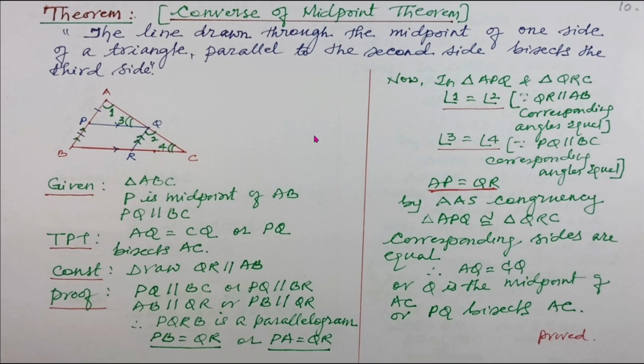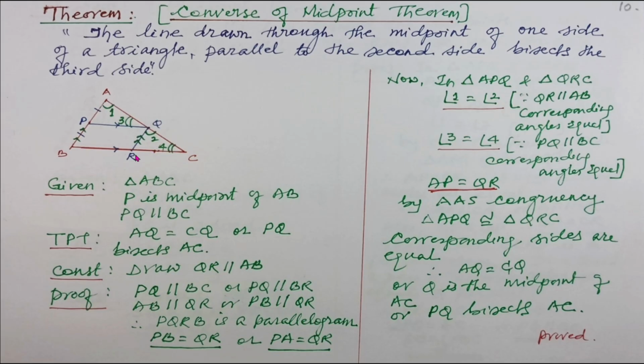Now let us learn how to prove the converse of midpoint theorem. The statement is very clear. The line drawn through the midpoint of one side of a triangle parallel to the second side bisects the third side. We are given a triangle ABC. P is the midpoint of one side, that is AB, and PQ is drawn parallel to BC, the second side of the triangle ABC. Now we have to prove that PQ cuts AC in point Q such that Q is the midpoint of AC, or AQ is equal to CQ.